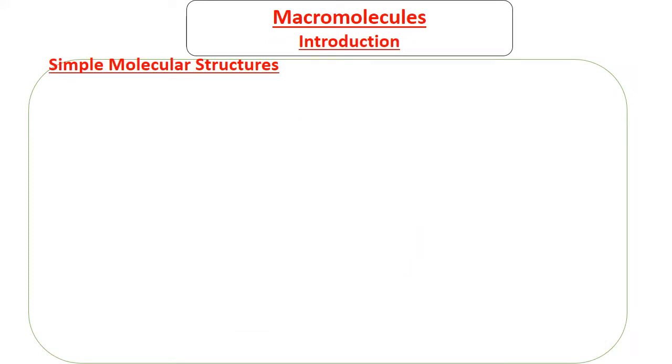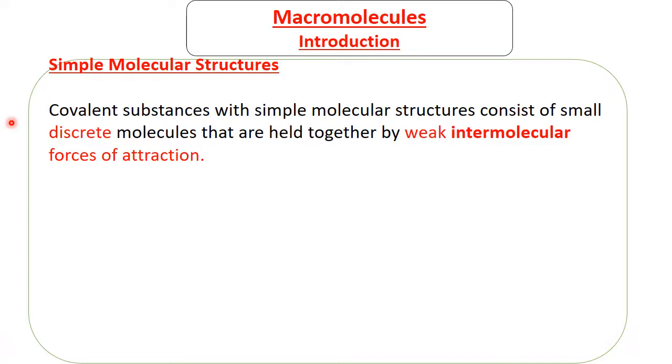So for us to understand macromolecules, we first have to appreciate what are called simple molecular structures. Covalent substances with simple molecular structures consist of small discrete molecules that are held together by weak intermolecular forces of attraction. So we learned about the difference between covalent bonds and ionic bonds, and we learned that covalent bonds have lower melting and boiling points. So covalent compounds that have simple molecular structures have this property, which is low boiling and melting points, like we learned.